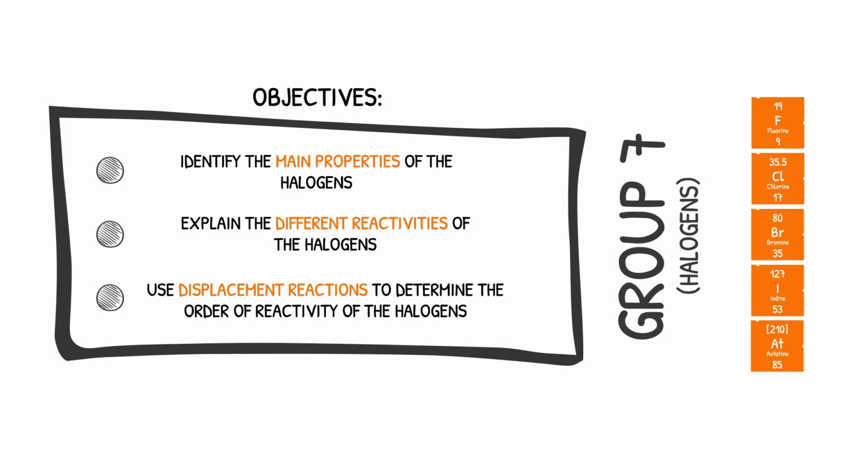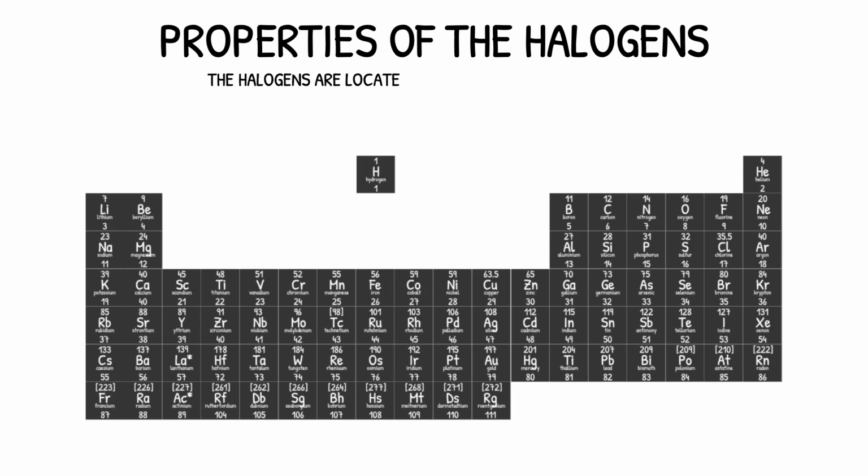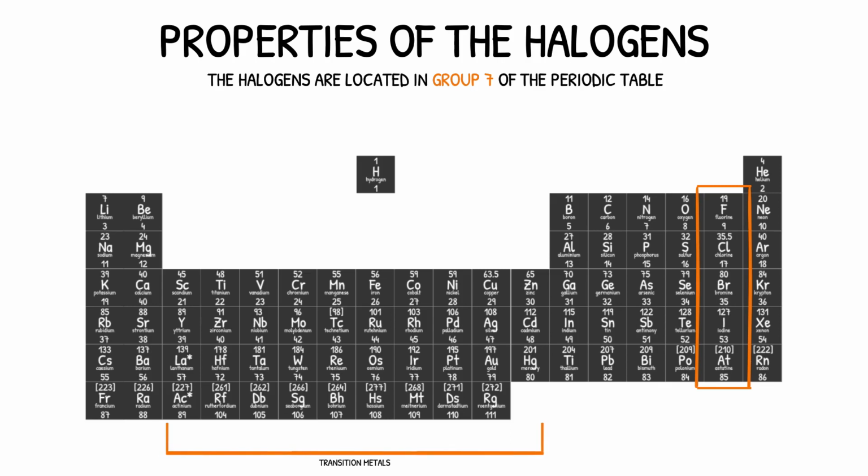So, let's go! The halogens are located in group 7 of the periodic table. As we do not study much of the transition metals at GCSE level, these 10 groups in the periodic table are often omitted, therefore explaining why the halogens are commonly referred to as the group 7 elements in GCSE text. With that being said, do note that the halogens may also be referred to as the group 17 elements in other sources. Being a group 7 element means that all of the halogens have 7 electrons on their outermost electron shell.